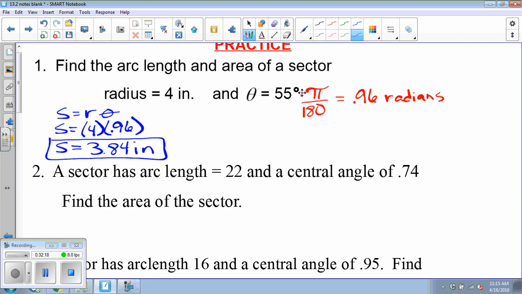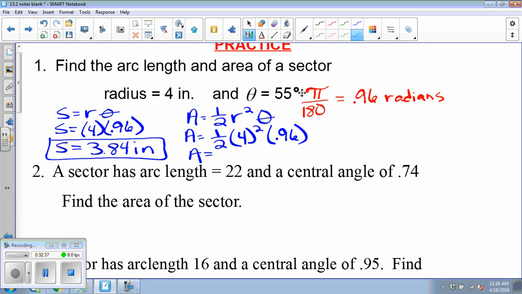What's the formula for area of a sector? 1/2 R squared theta. So that's 1/2 times 4 squared times 0.96. So area equals 7.68 square inches. Any questions on those two? Okay.